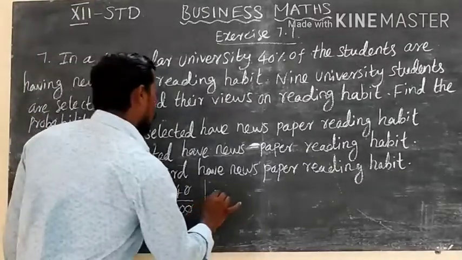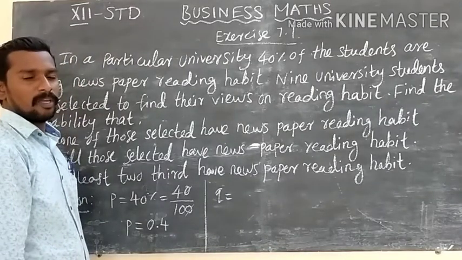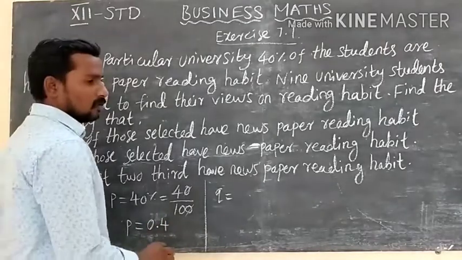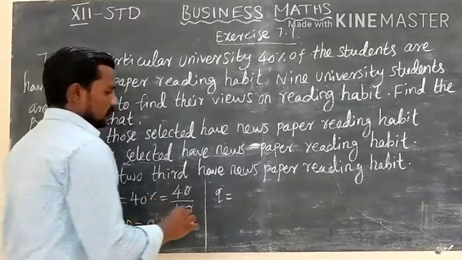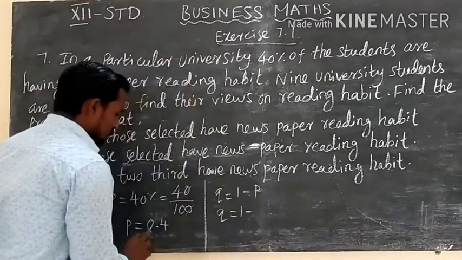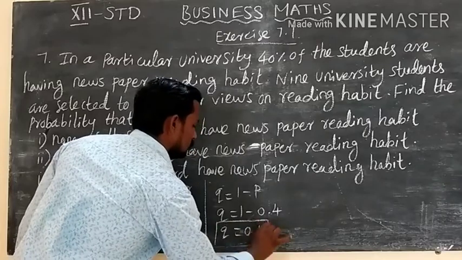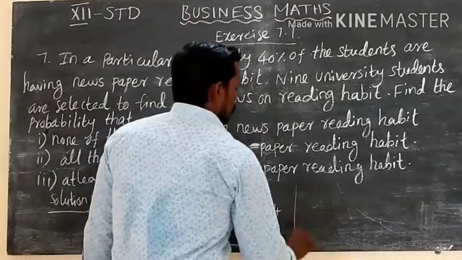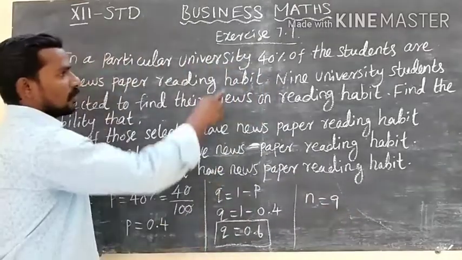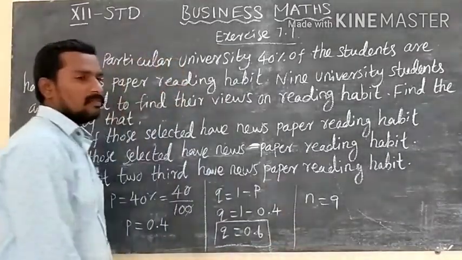Then find the q value, because the formula is P(x) = nCx p^x q^(n−x), so p and q values are needed, then n, and x depends upon your question. q is equal to 1 minus p. Applying the p value, 1 minus 0.4, we get q is equal to 0.6. From the question, n is equal to 9, because all the students are selected from the 9 students. Now we have p, q and n, and we want the x value.